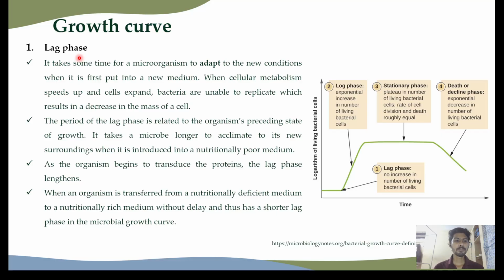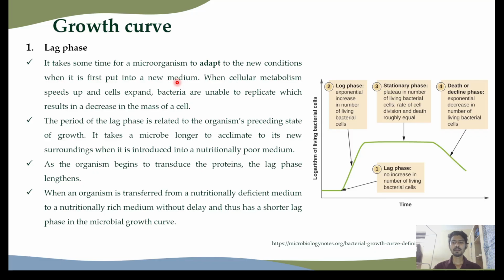to adapt or prepare itself, as we have seen in the G1 phase of the cell cycle, where the cells prepare themselves for DNA synthesis. Likewise, in the lag phase, the microorganism adapts to this new environment when we put them into a new media. So what happens here? The cellular metabolism speeds up and they expand, but they are unable to replicate, which results in a decrease in the mass of the cell.